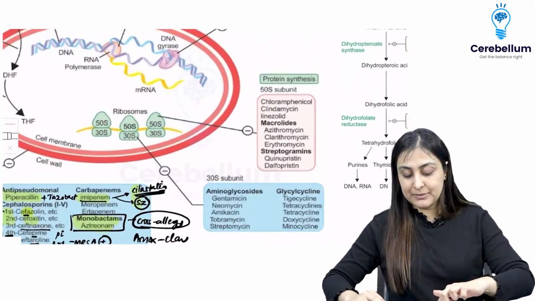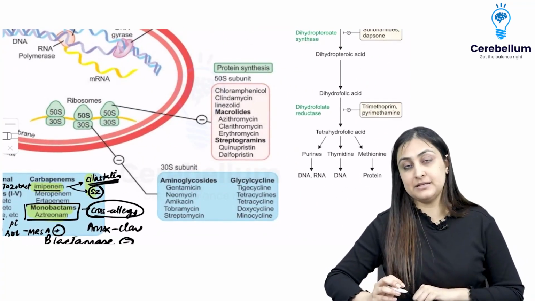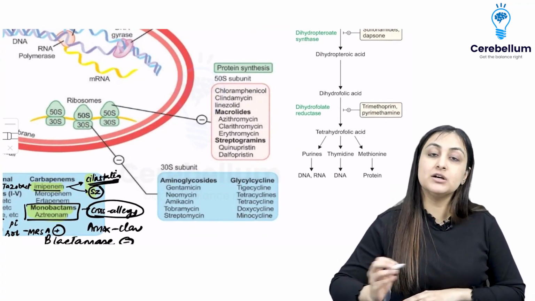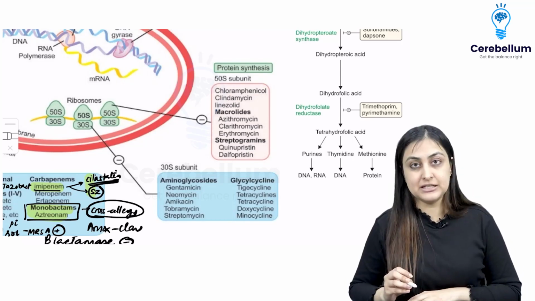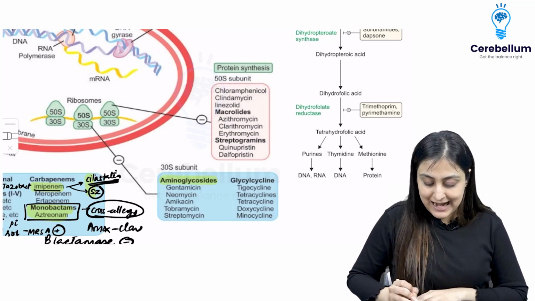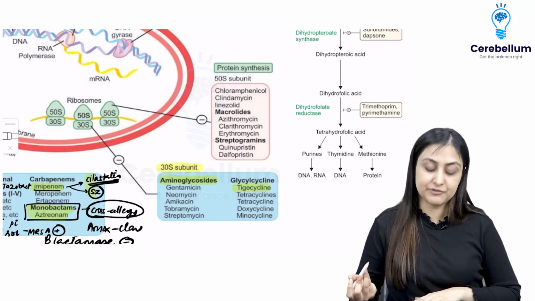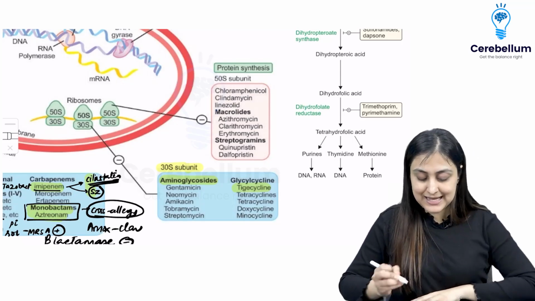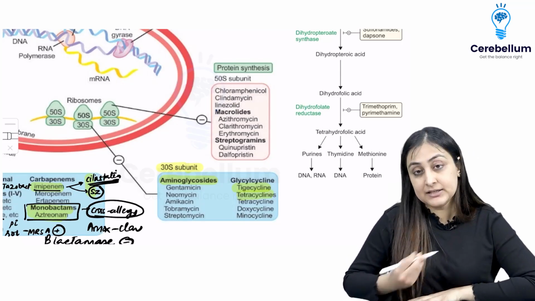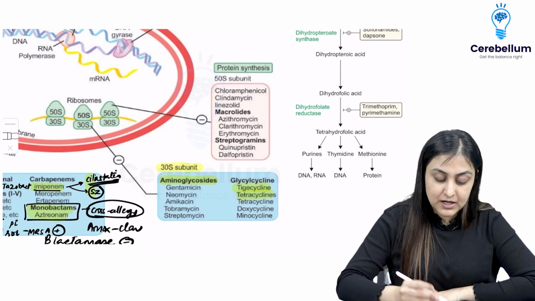Now we go to the other mechanism, that is protein synthesis inhibitors. So here you need to know what are 30S inhibitors, what are 50S inhibitors. So remember, buy at 30, sell at 50. You want to make profit, so you buy at 30, you sell at 50. So aminoglycosides and tetracyclines are your 30S subunit inhibitors.